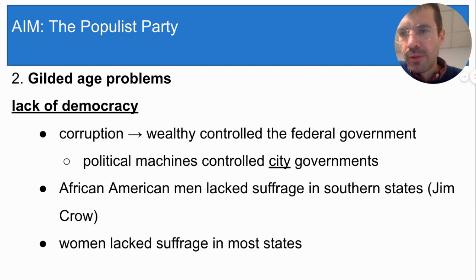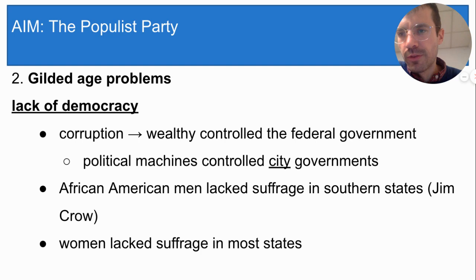So let's start by reviewing the problem. During the Gilded Age, corruption was rampant in all levels of government, and rich businessmen routinely paid off congressmen to pass laws that favored their business interests. In addition, African American men were not allowed to exercise their voting rights in the Jim Crow South, and women could not vote in most states.